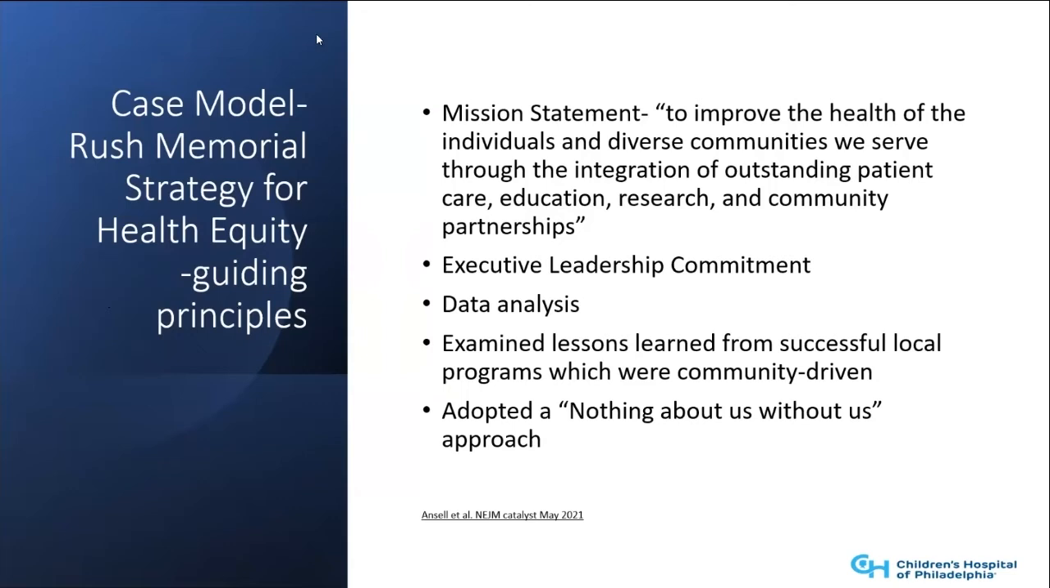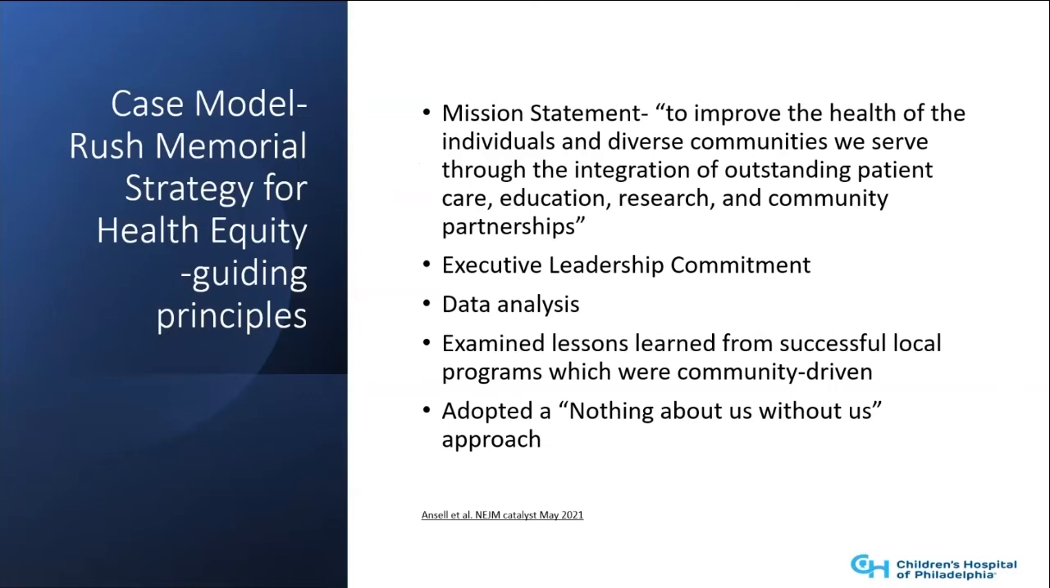organizations. So I wanted to share this case model, which is that of the Rush Memorial Hospital. And you can see this was recently published in May of 2021 in the New England Journal Catalyst. And they started out with these guiding principles. First of all, they created a mission statement, which was to improve the health of individuals in diverse communities we serve through the integration of outstanding patient care, education, research, and community partnership. And that was for the entire hospital.